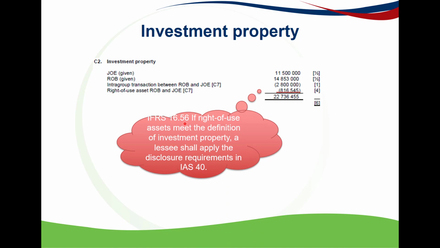And it's IFRS 16.56, which states if a right-of-use asset meets the definition of an investment property, the lessee shall apply the disclosure requirements in IAS 40, meaning that right-of-use asset would also have been disclosed in investment property.